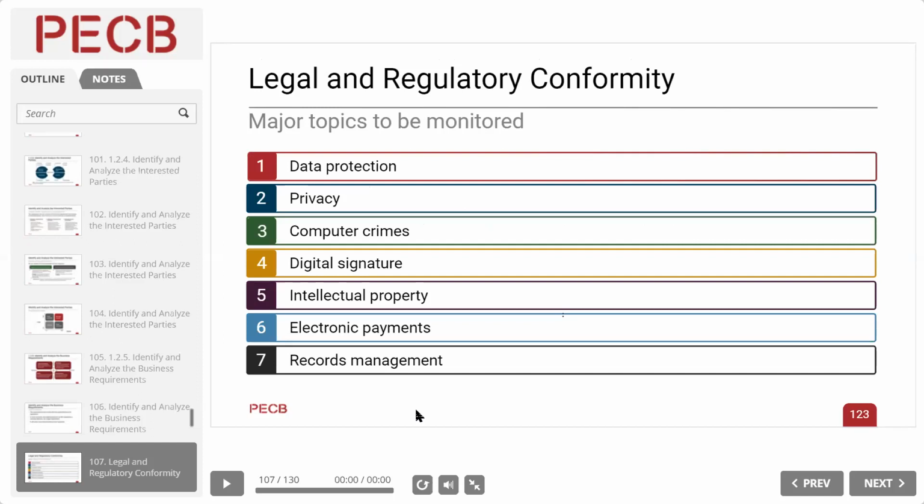Electronic payments, initially under the Electronic Transaction Act. Now we have a full-fledged Payments Act. Records management is also covered. So in terms of our laws in Ghana, we are quite well set up, very well set up. We have the laws.